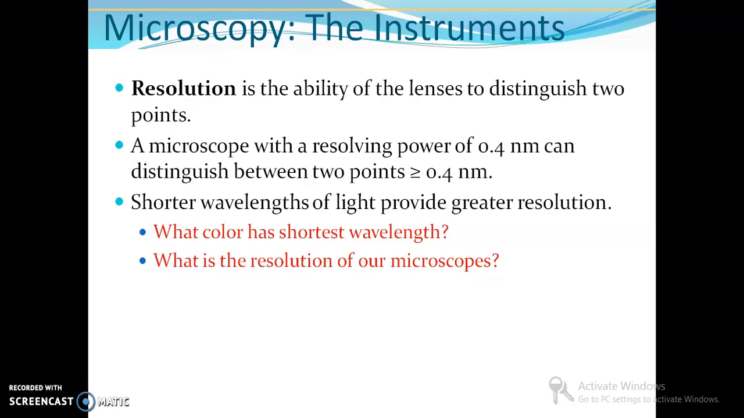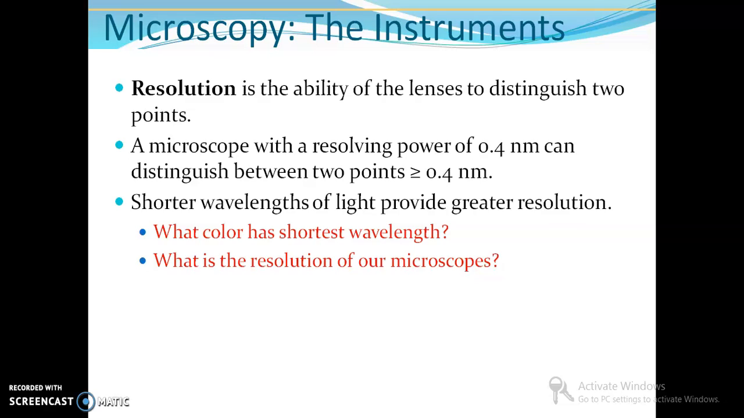Now some of the terms generally used whenever we study microscopy. The very first one is resolution, which is the ability of lenses to distinguish between 2 points. The resolving power of your microscope defines how efficiently you can observe. A microscope with a resolving power of 0.4 nanometer can distinguish between 2 points more than 0.4 nanometers apart.